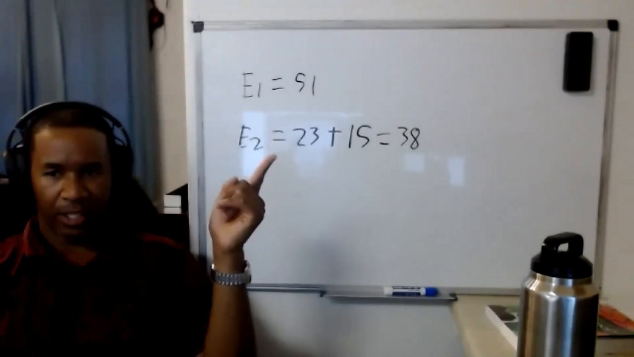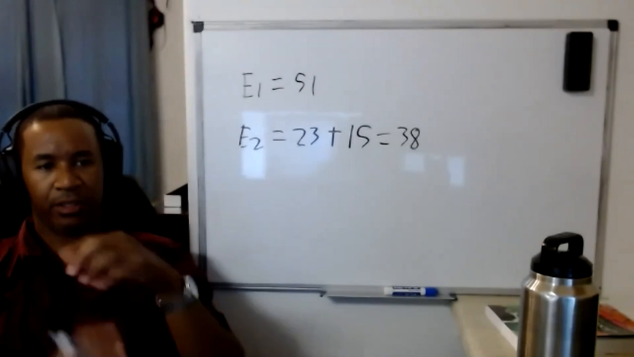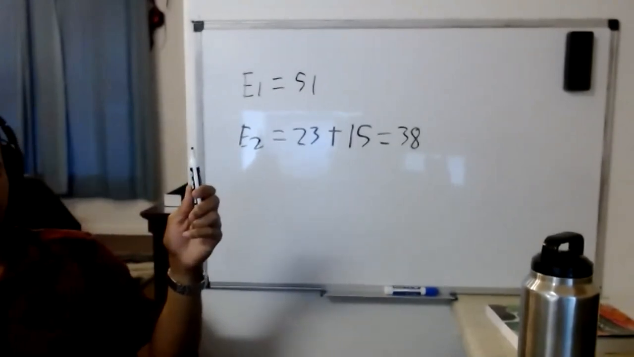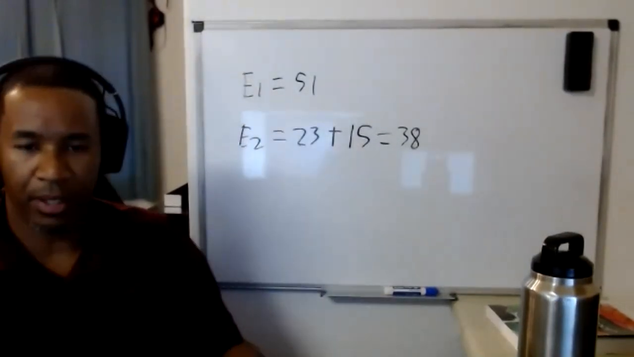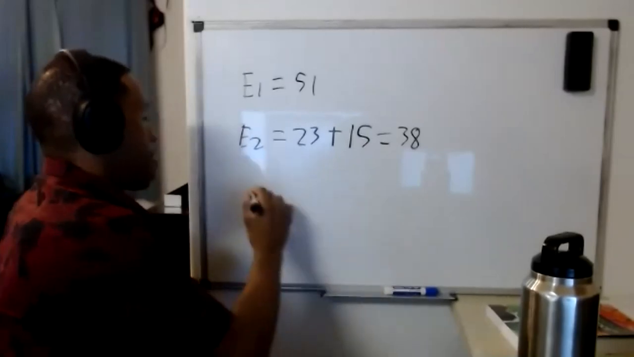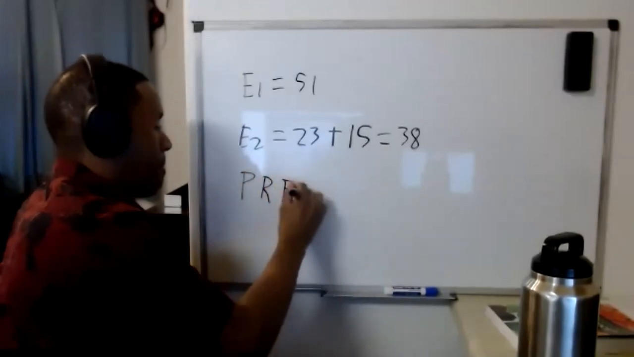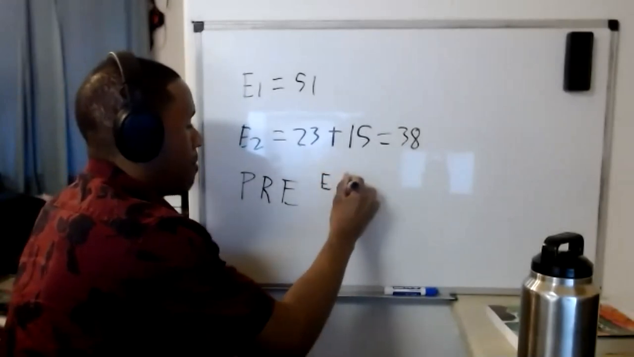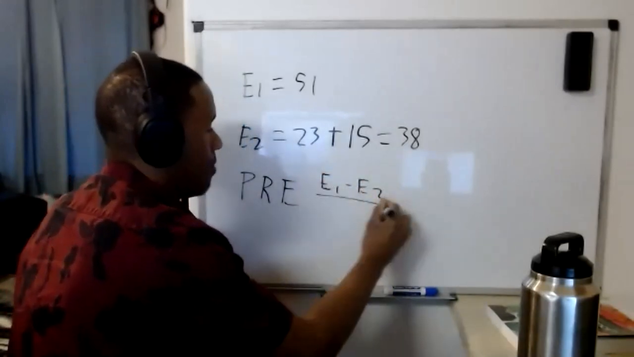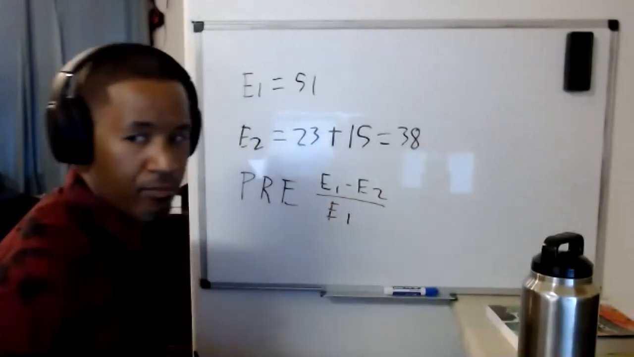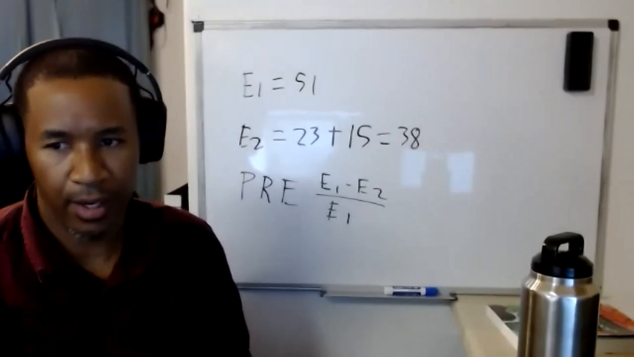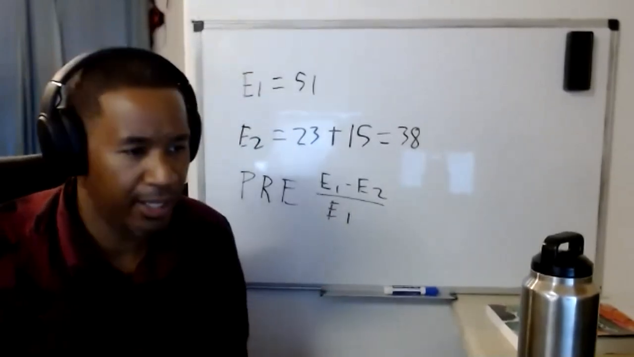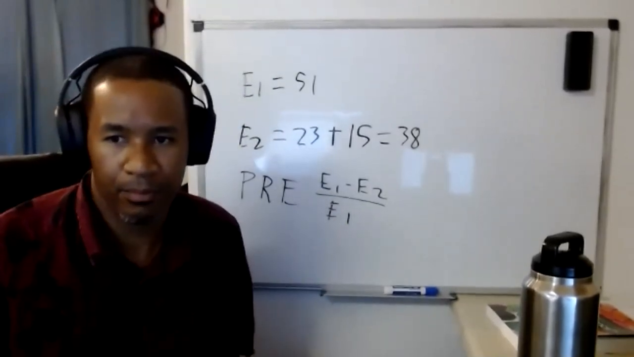So now that I got E1 and E2, why don't y'all go ahead and calculate the PRE, which, if y'all remember from that formula, is E1 minus E2 divided by E1. So why don't y'all go ahead and calculate the PRE for me. Point 2549. Maybe. Did everybody else get that? Yeah. 0.25. Yeah, I got the same thing.